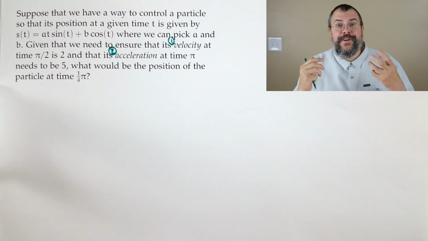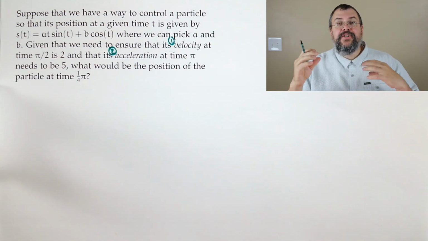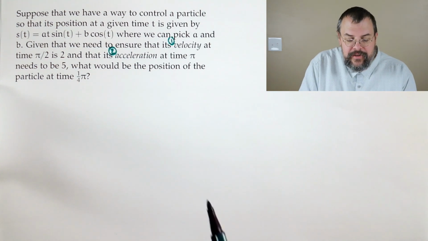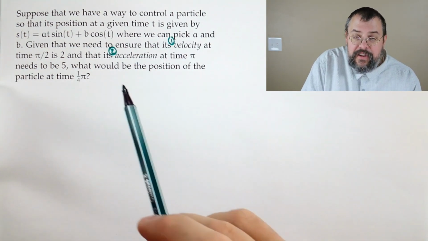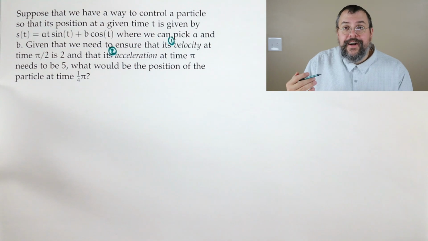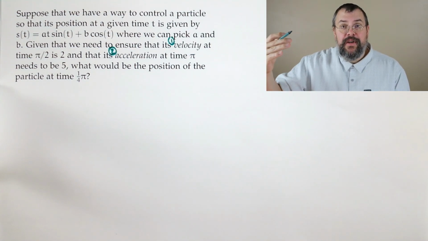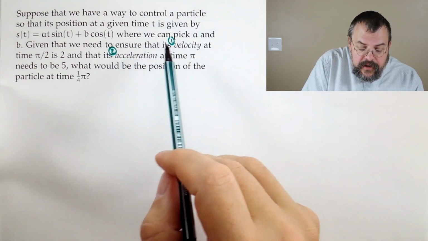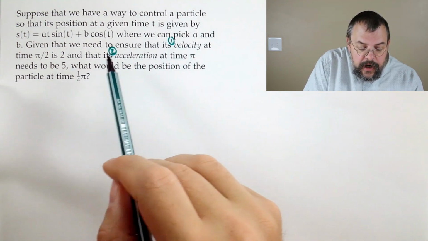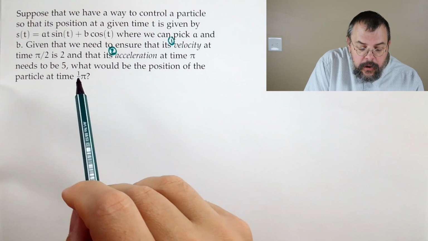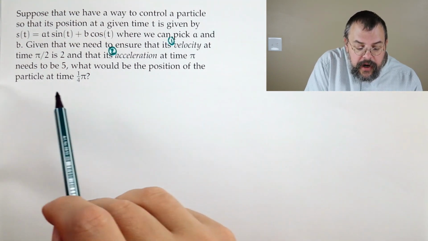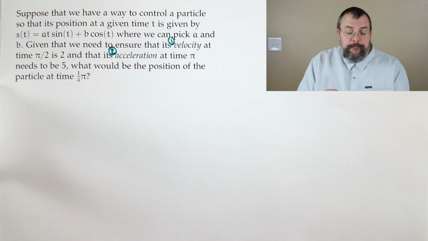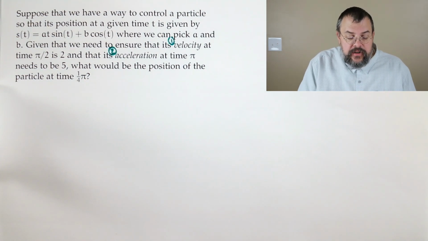So you sometimes will hear degrees of freedom. That's how many choices get to be made. So we get to make 2 choices. So it's reasonable for us to be told 2 things have to be satisfied. All right, that should determine what a and b are. So after we figure out what a and b are from these 2 conditions or requirements, then the question becomes, well, what would be the position of the particle at time pi fourths? All right, so let's dig into it.